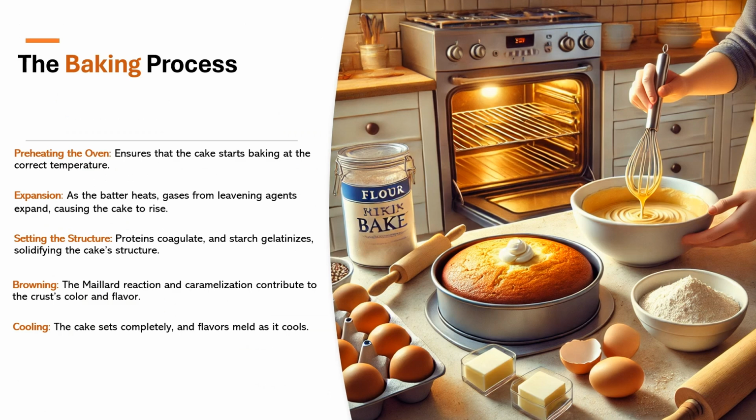What is the baking process? The baking process requires preheating the oven to ensure the cake starts baking at the correct temperature. During the baking process, expansion: as the batter heats, gases from leavening agents expand, causing the cake to rise. Setting the structure: proteins coagulate at high temperature and starch gelatinizes, solidifying the cake structure. Browning: the Maillard reaction and caramelization contribute to the crust color and the flavor. After the baking process, during cooling, the cake sets completely and flavors meld as it cools.